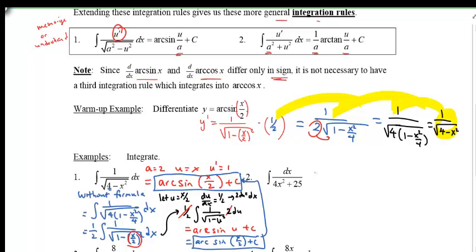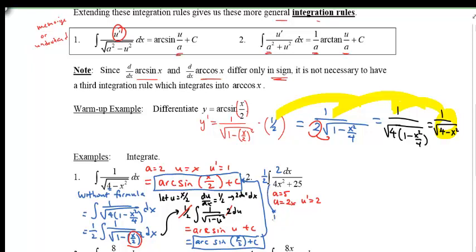Okay. So for this one here, number 2, I hope you can see how this part here equals your a squared, so a equals 5. And this part here is your u squared, so that's 2x. In this case, u prime is 2, and I don't have a 2 in my original equation in the numerator, so I have to put it there. And if I put it there, I have to balance it out by putting a 1/2 outside.